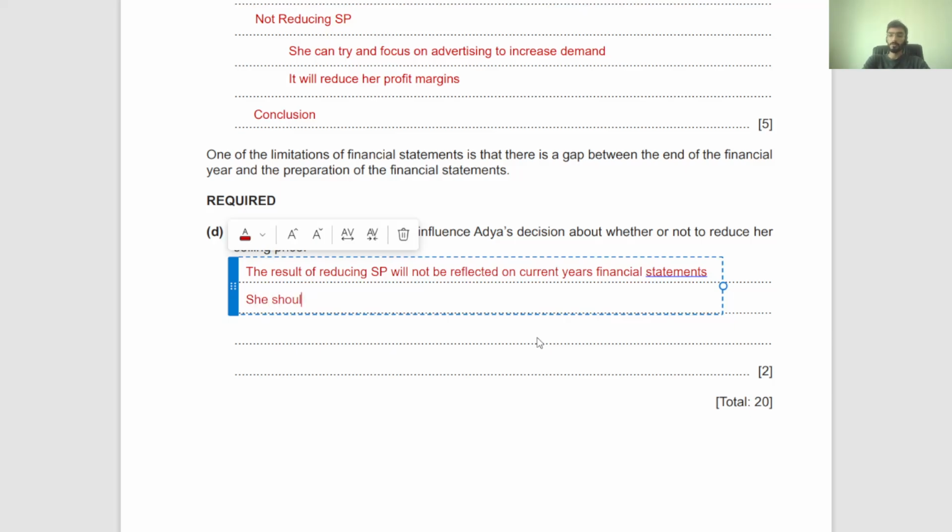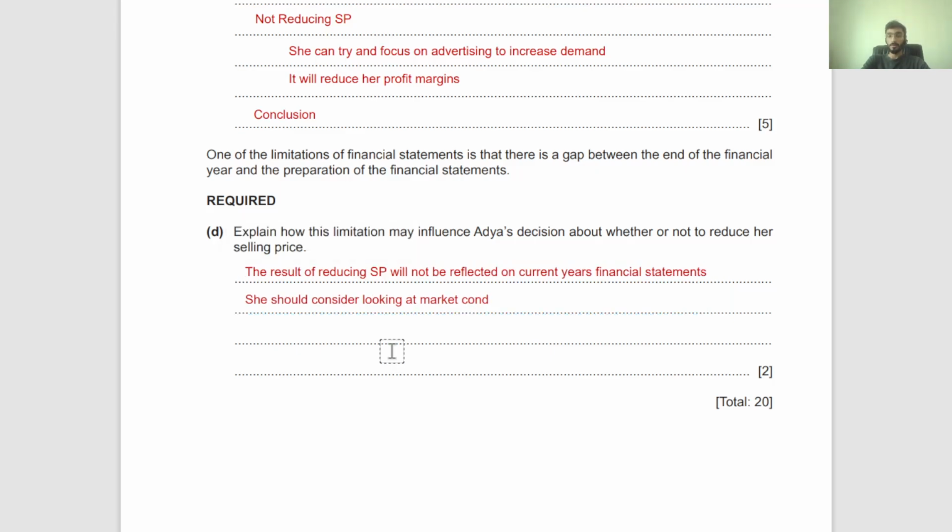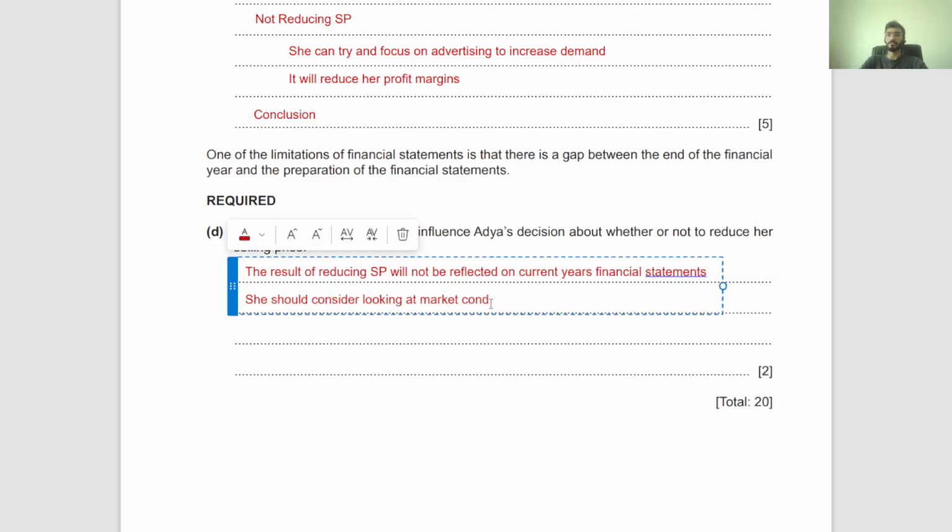She should consider looking at market conditions. Wait a minute. Explain how this limitation may influence Adia's decision about whether or not to reduce her selling price. Wait, we can remove that because that's an opinion. That's an advice. We're not looking to give her an advice, isn't it?